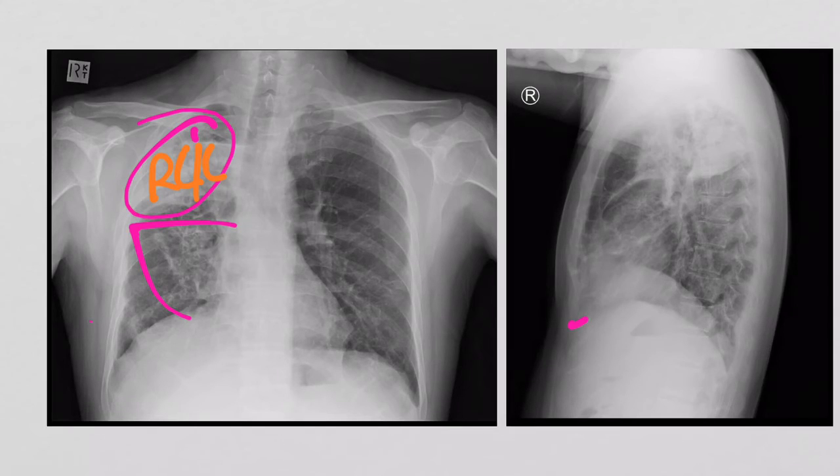So if we draw our fissures here, we could see that most of the action is happening up here, so we have a right upper lobe pneumonia.